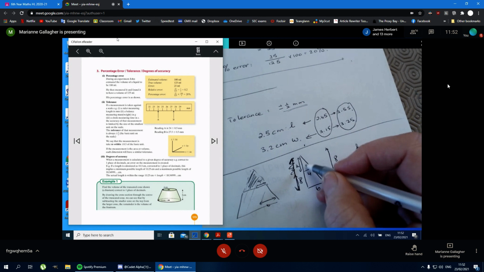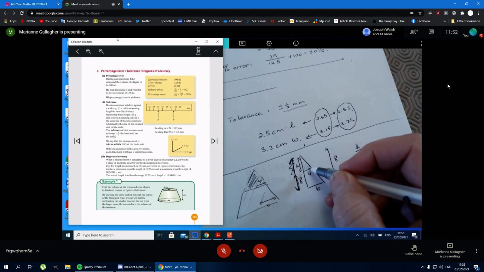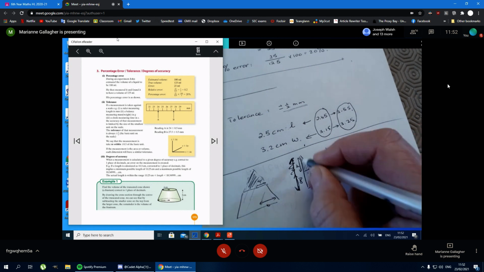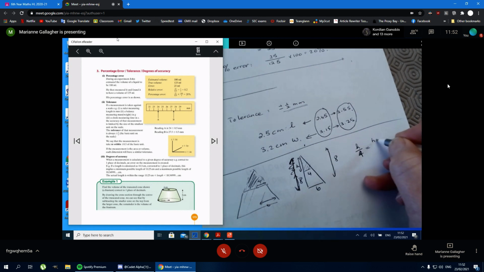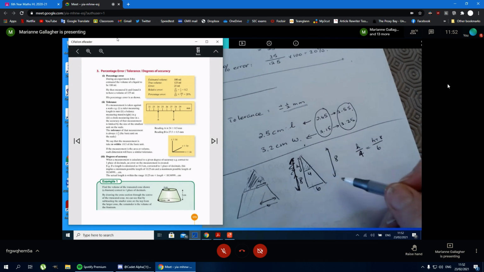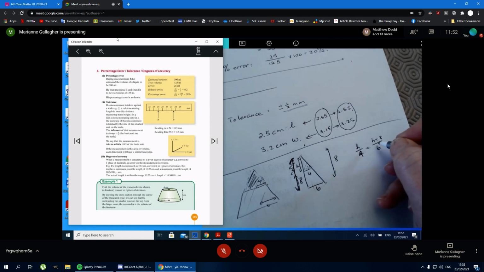So your similar triangles are the top triangle, which is h over 4. And then the large triangle is h plus 8 over 6. So in the top triangle, we've got h over 4. In the bottom triangle, we've got h plus, sorry, no, we don't have h plus 8. We just do, yes, we do have h plus 8, sorry, over 6. Does that make sense?